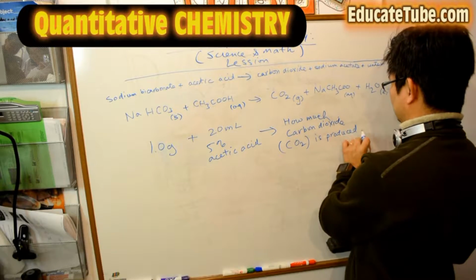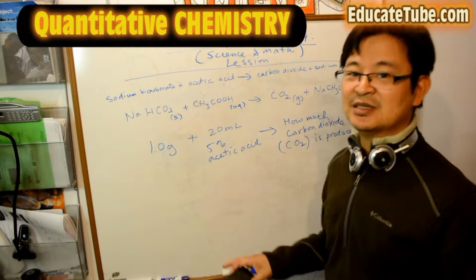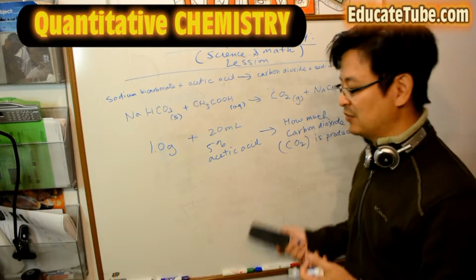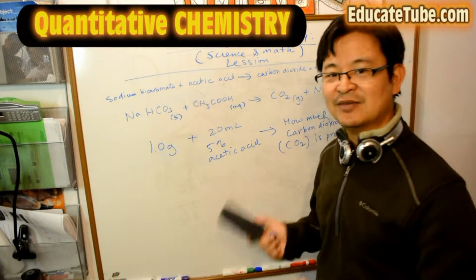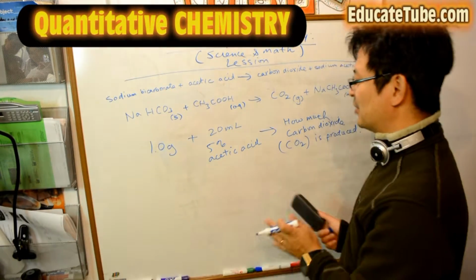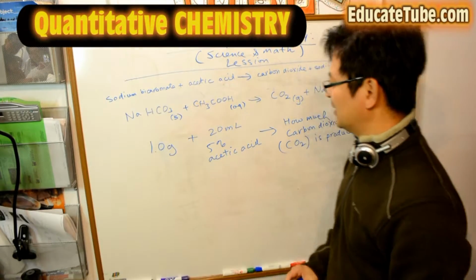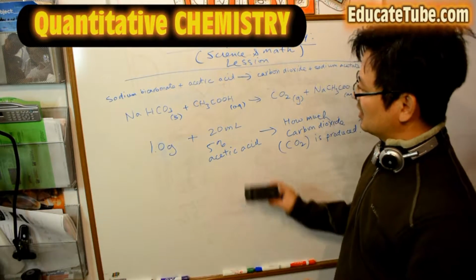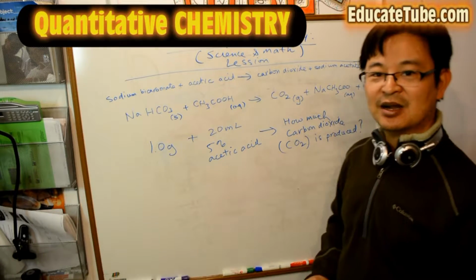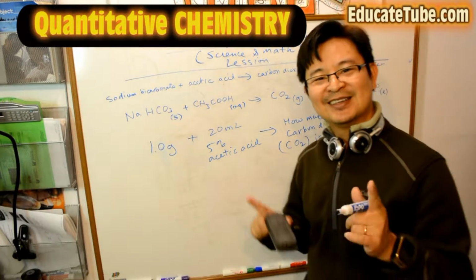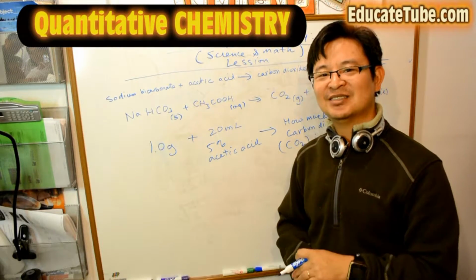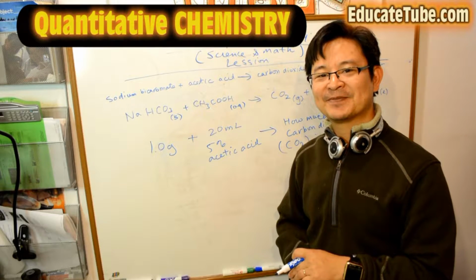That's my question to you. I want you to think about this. This is a very hard question if you haven't learned chemistry before. But if you're taking grade 10 or 11 chemistry, this shouldn't be that hard. So take your time now to think about it. If I had 1 gram of sodium bicarbonate and I mix 20 mils of 5% acetic acid, how much carbon dioxide gas will be produced? Think about it, pause this video, and then come back to me. I'm going to give you the answer in a couple of seconds.